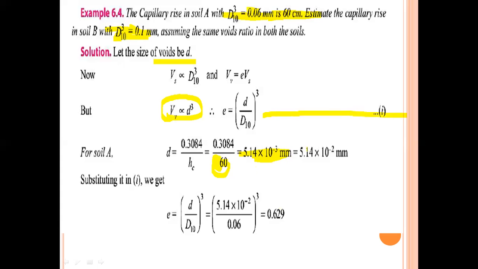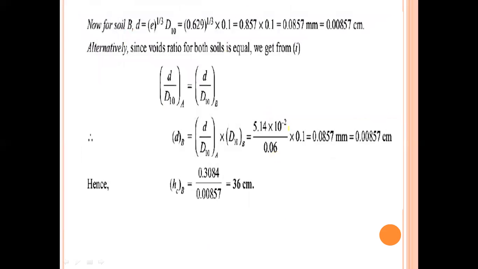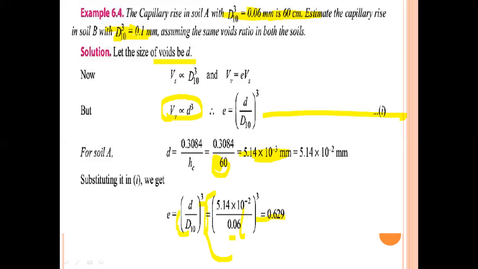Substituting in equation 1, we get e equal to D power D by D10 into whole power 3. Then the D value 5.14 into 10 power minus 2 divided by 0.06, it is the whole power 3, that equals 0.629. It is the void ratio. Now for soil B, D equals D power 1 by 3, D equal D10 equal 0.629 into 1.3. So D10 of soil B is 0.1.